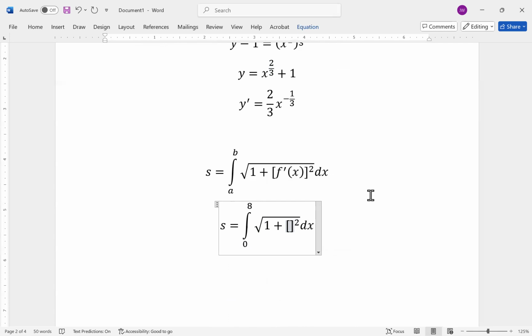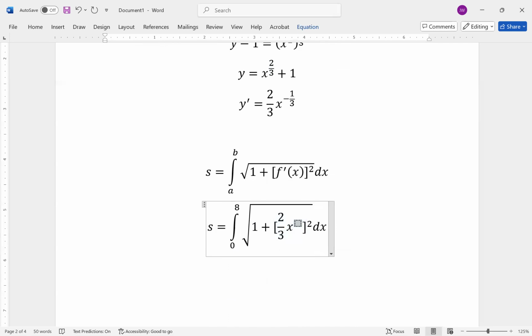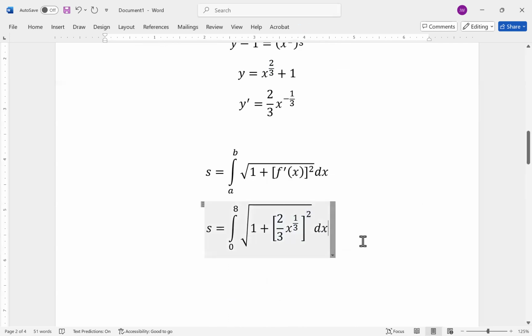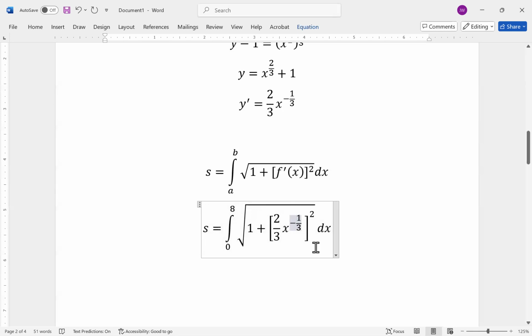My derivative now I know is 2/3 x to the 1/3 power. And so this is the integration that I get. We are going to integrate the square root of 1 plus the quantity 2/3 x to the negative 1/3, I mistyped that, x to the negative 1/3 squared, and we're integrating that from 0 to 8.